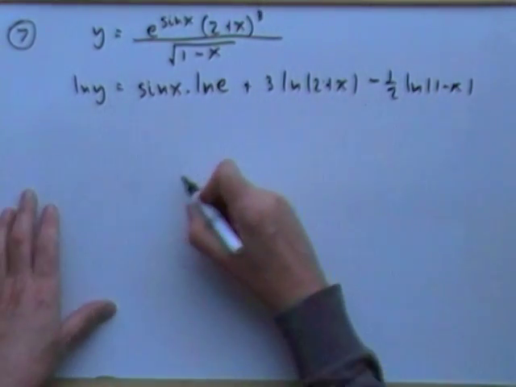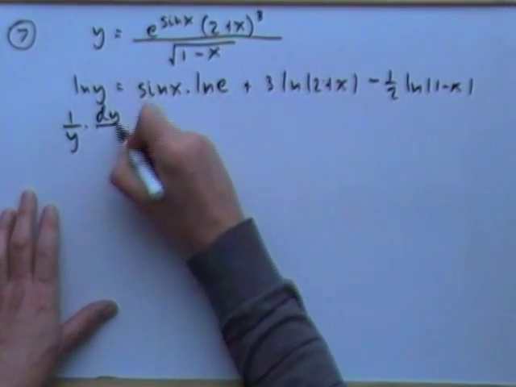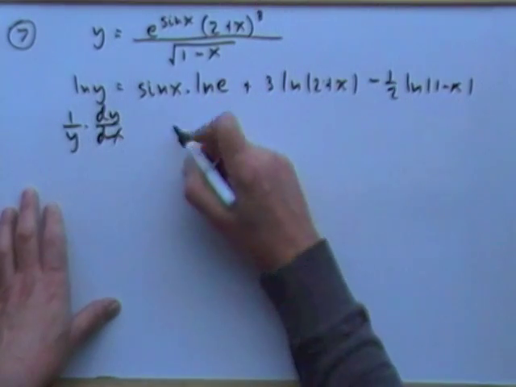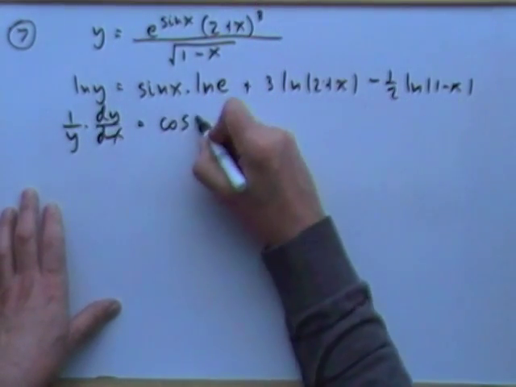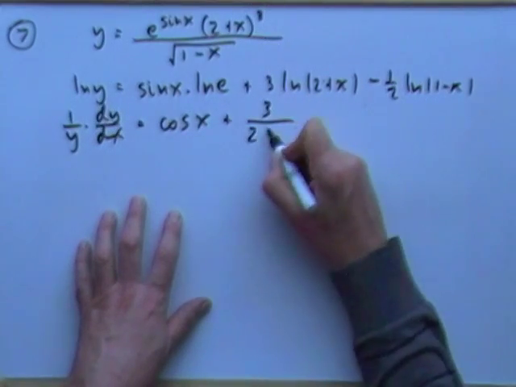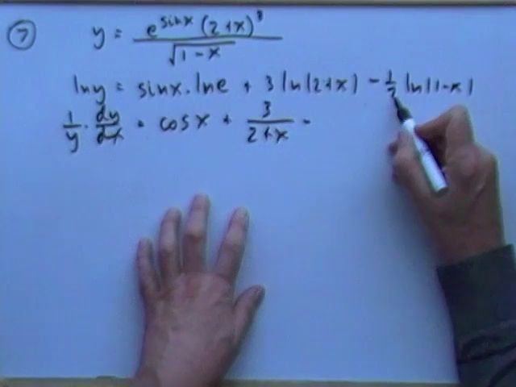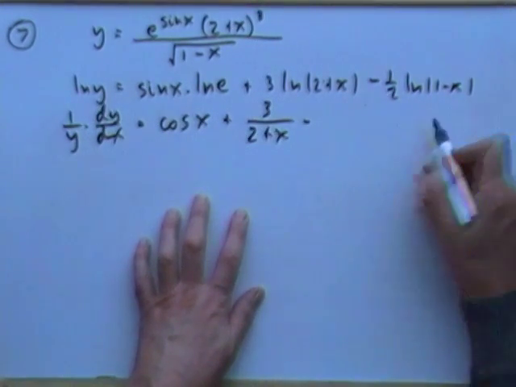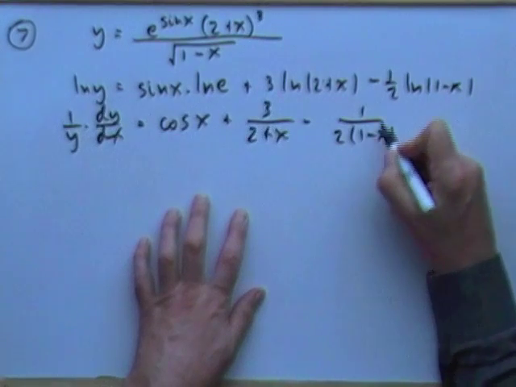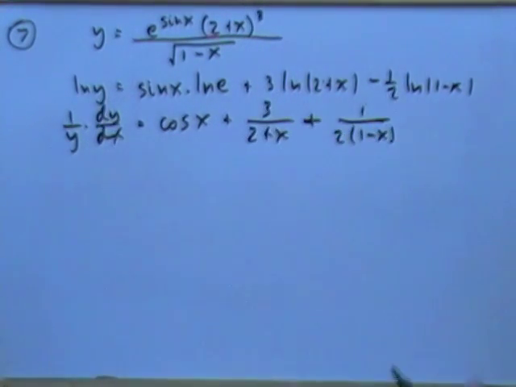Then differentiating. So you've got ln goes to 1 over the thing times the derivative of the thing. Ln of e, what power of e gives e? That's just 1. So sine, that just goes to cos. That becomes 3 over the thing. So 3 over 2 plus x, the derivative of that's just 1, so it doesn't matter. Minus a half over 1 minus x. So that's a 1 over 2 times 1 minus x. Derivative of that's a negative, so multiplying by that negative makes that a plus.